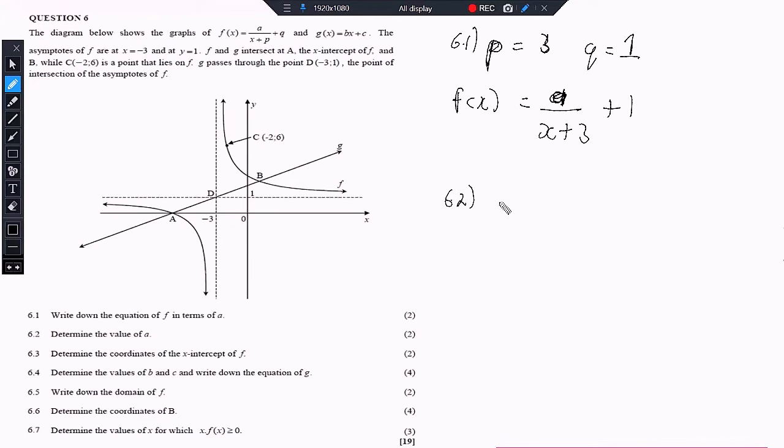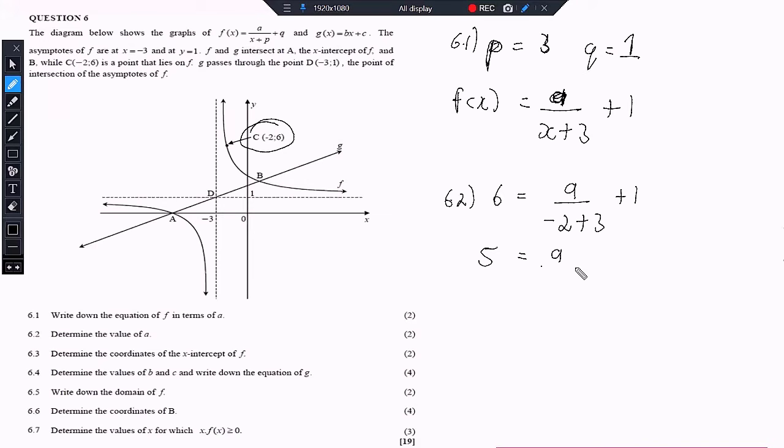So for 6.2 now, we are going to use the set of coordinates here. We are given the coordinates of C, which are -2:6, which we can use to find our value of A. Where there is f of x, we should substitute our y coordinate, so that's 6, and then A over where there is x, let's substitute our x coordinate, -2, and then we have +3, +1. Now, again, the first thing that you should do, take this one here and transpose it over to the left-hand side. So 6 minus 1 becomes 5.